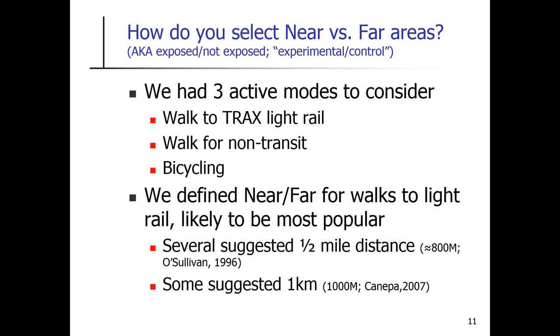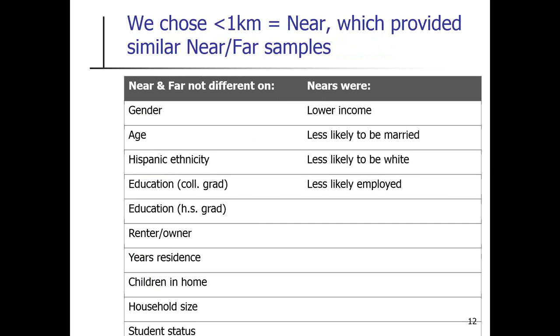And if you look in the literature, there are several suggestions about what constitutes exposure to a new light rail. Where will people walk to the new rail? Some have considered half a mile distance. Others suggest slightly longer, a kilometer. We chose the 1 kilometer distance as near, which provided somewhat similar near and far samples. We did have some differences in that nears were lower income and such, but we are controlling for those differences in subsequent studies.